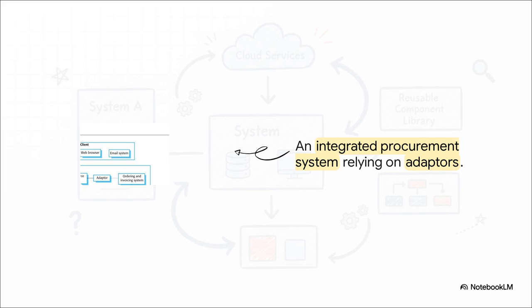Picture a client setup with a web browser and an email system. Below that, on the server side, you've got a web service that needs to interact with an older ordering and invoicing system. Now, think about where the adapters need to be placed. You'd have an adapter sitting squarely between the web service and the ordering system. You need another one between the ordering system and the email system. These systems cannot communicate directly. They absolutely rely on these adapters acting as translators so the data can flow successfully across the whole setup.